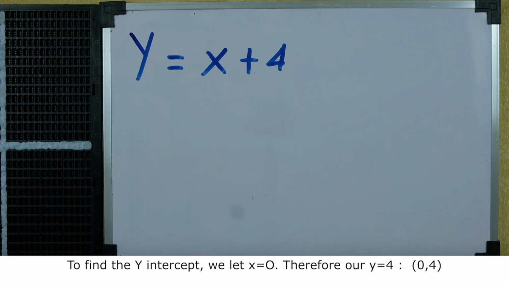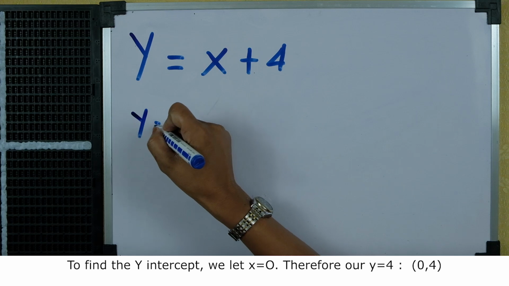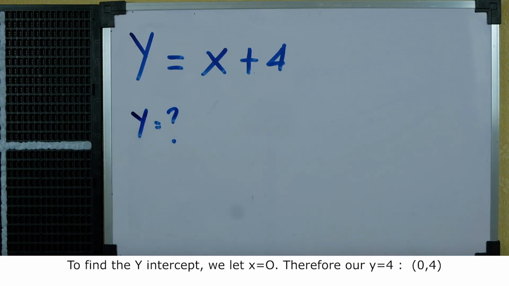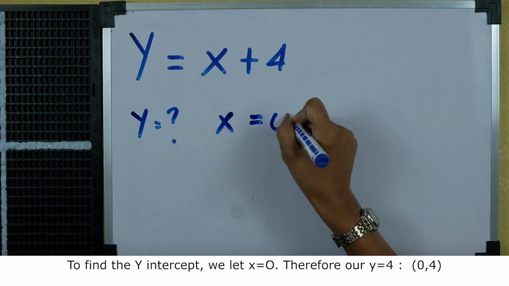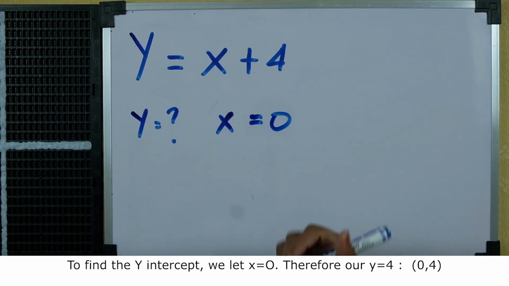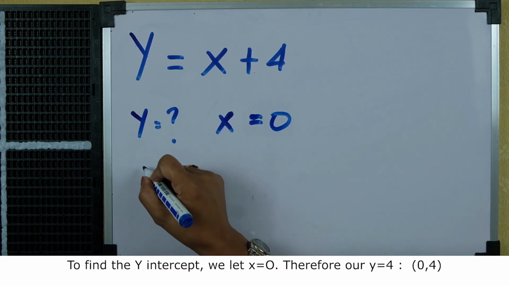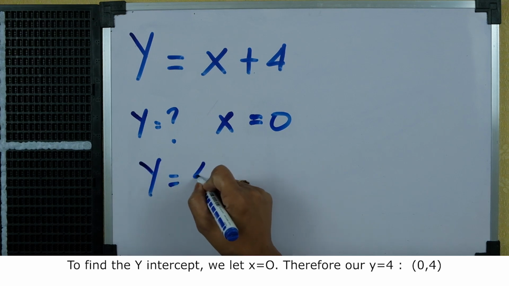To find the y-intercept, we let x equals 0 or replacing x with 0. Therefore, our y is equals to 4.